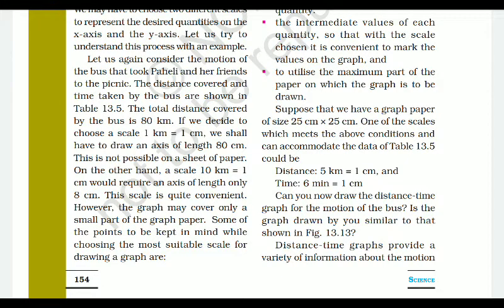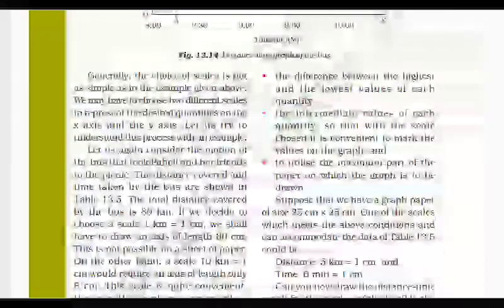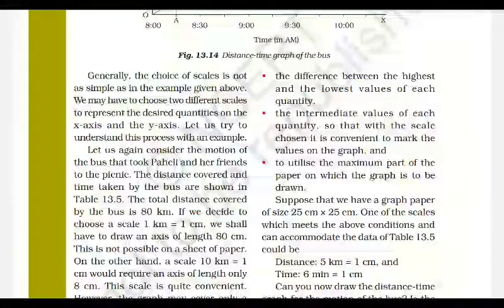On the other hand, a scale of 10 kilometers equals 1 centimeter would require an axis of length 8 centimeters. This scale is quite convenient. However, the graph may cover only a small part of the graph paper. Some points to be kept in mind while choosing the most suitable scale for drawing a graph. First, the difference between the highest and the lowest value of each quantity. Second, intermediate values of each quantity, so that with the scale chosen it is convenient to mark the values on the graph. Third, to utilize the maximum part of the paper on which the graph is to be drawn.